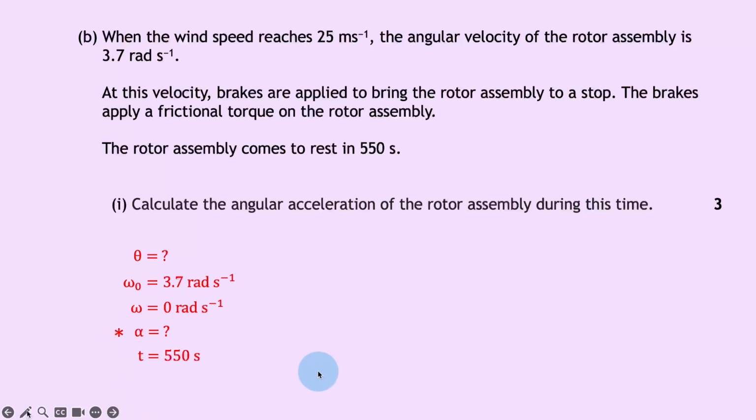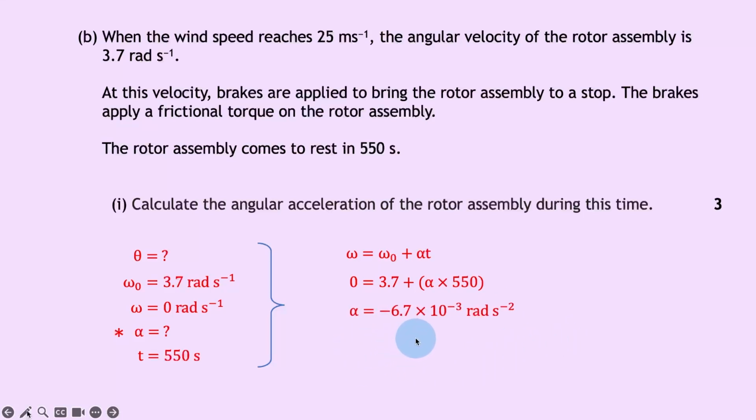Now, using our equations of angular motion here, we want to use the one that doesn't have theta in it. So we could say omega equals omega naught plus alpha t. Substituting in the numbers gives 0 equals 3.7 plus alpha times 550, and then to get alpha on its own we need to take away 3.7 from both sides and then divide both sides by 550. So doing that in your calculator should give you an answer of alpha equals minus 6.7 times 10 to the minus 3 radians per second squared.